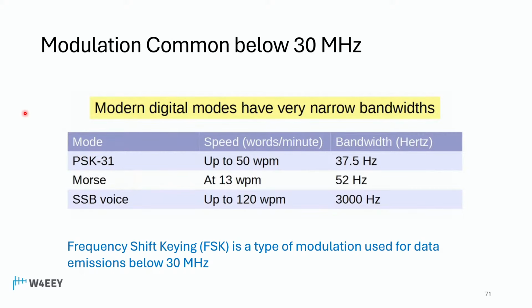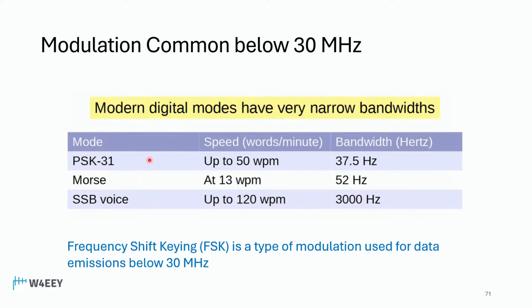We're talking primarily HF here, below 30 megahertz. We have some very narrow bandwidths. As we saw before, a single sideband voice is about 300 hertz wide. Morse code at 13 words per minute is about 52 hertz wide. Very, very narrow. You get a lot of CW into the space of one sideband.